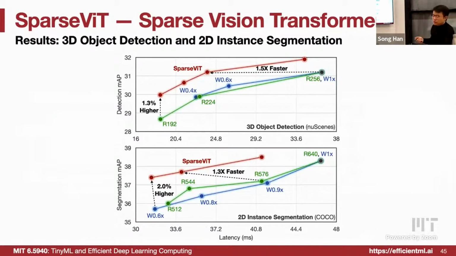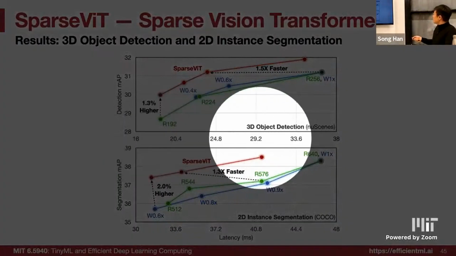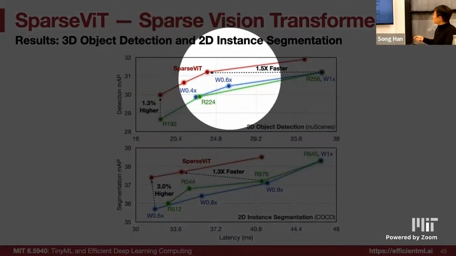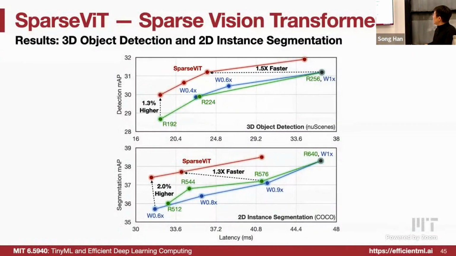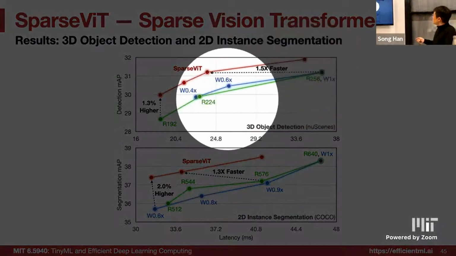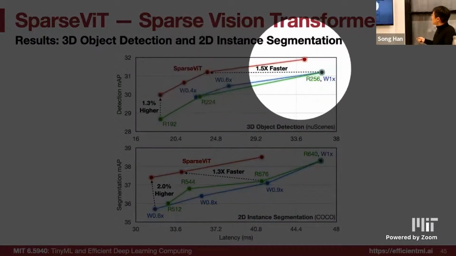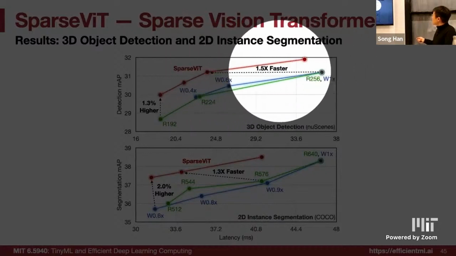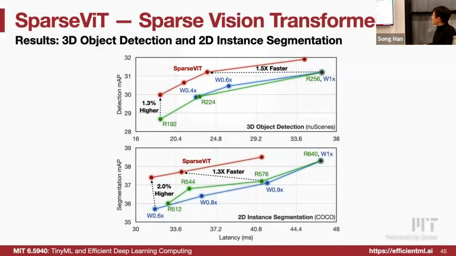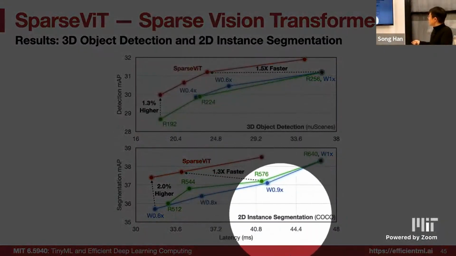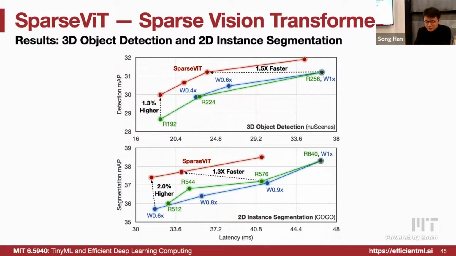So now let's see how much we can improve. Here is the latency, the lower the better. Here is the mAP, the higher the better. Here we are comparing with several baselines. For example, this is under 256 resolution. This is under 224 resolution. So sparse ViT can be 1.5 times faster compared with the baseline without using sparse ViT in this case. This is for 3D object detection. This is for 2D instance segmentation.